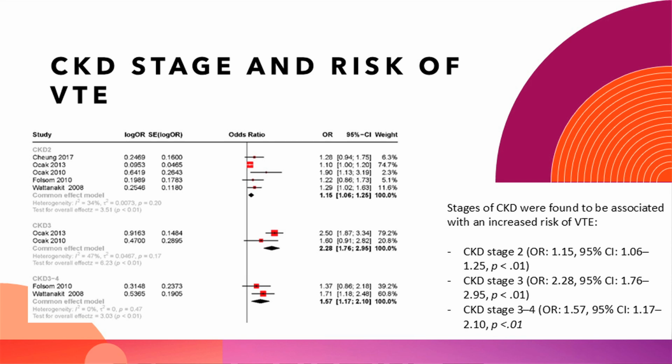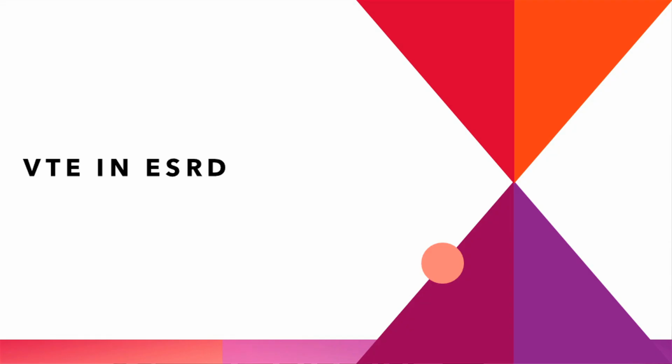So in other words, there was another study that put it this way. For every 10 milliliters of GFR that decreased, you had a VTE risk increase by 1.13 fold. And so what about patients with ESRD? What is their risk of VTEs?